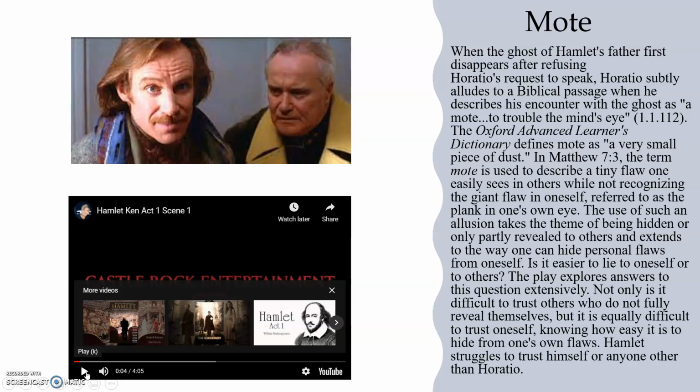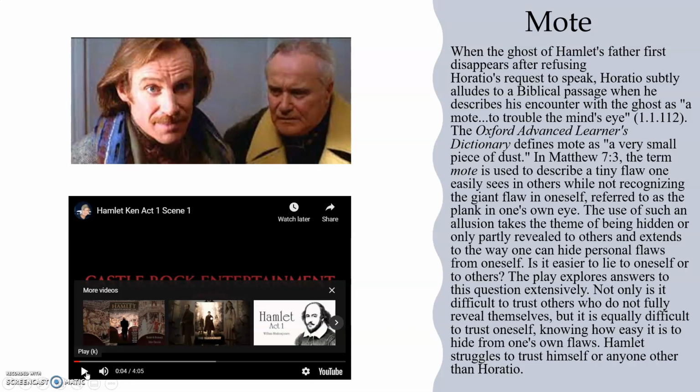So I've quoted that directly. In Matthew 7:3, the term mote is used to describe a tiny flaw one easily sees in others while not recognizing the giant flaw in oneself, referred to as the plank in one's own eye. The use of such an allusion takes the theme of being hidden or only partly revealed to others and extends to the way one can hide personal flaws from oneself.